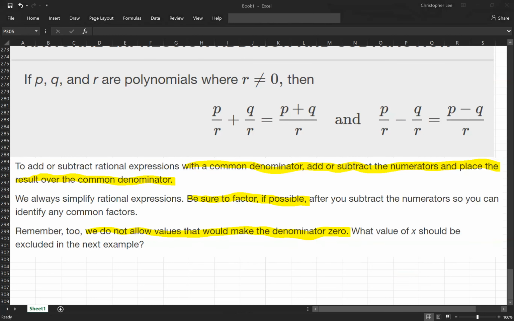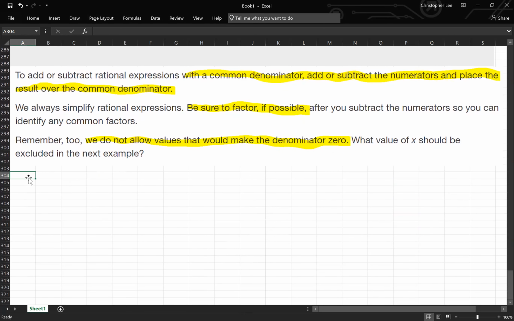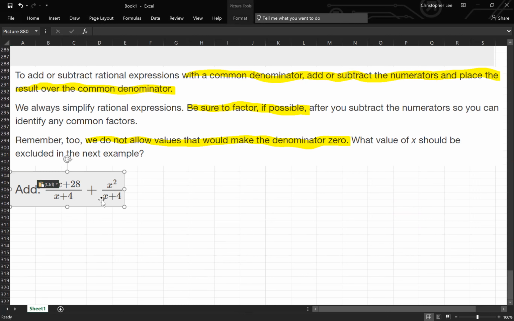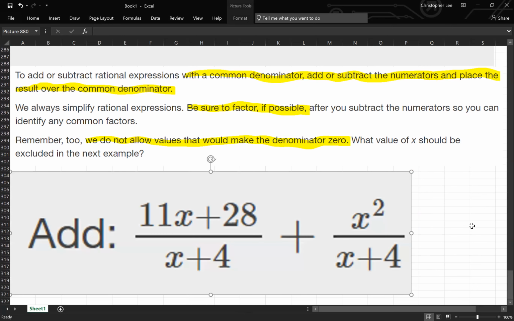Some of you might have seen that in the homework, where they're asking for excluded values. You just take the denominator, set it equal to 0, and that's it. All right? So let's take a look at this.